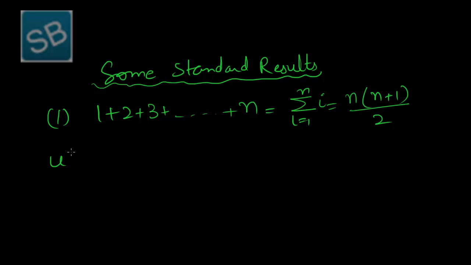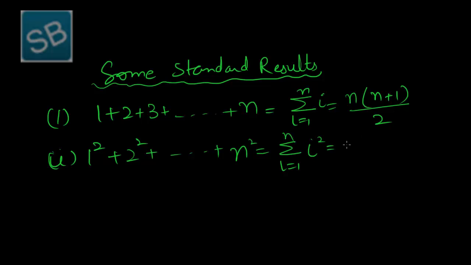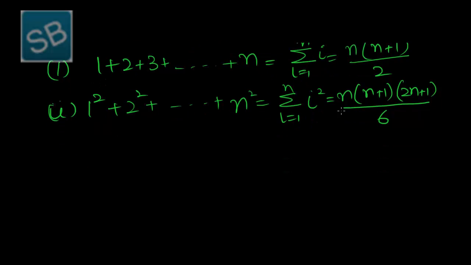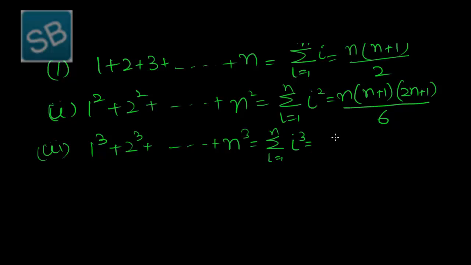And if we have 1 square, 2 square up to n square, that is sigma i=1 to n of i square, that is equal to n into n plus 1 into 2n plus 1 over 6. And the third part is summation of cube terms, that is 1 cube plus 2 cube up to n cube, that is sigma i=1 to n of i cube, which is equal to n square into n plus 1 whole square over 4.